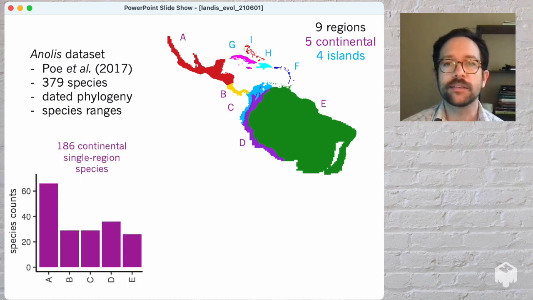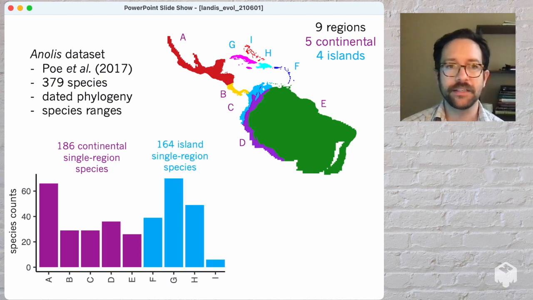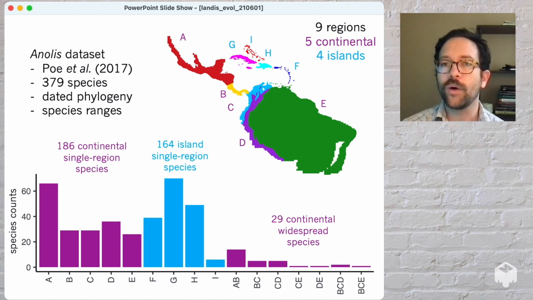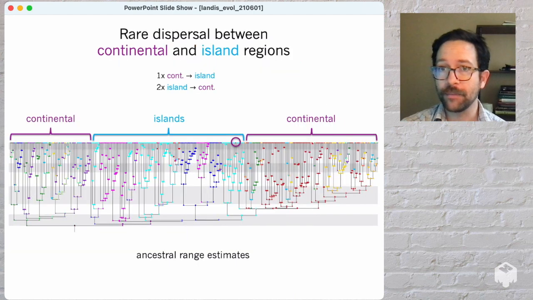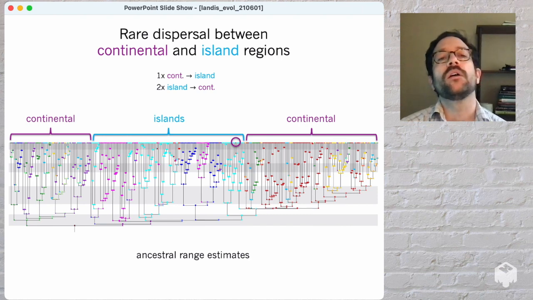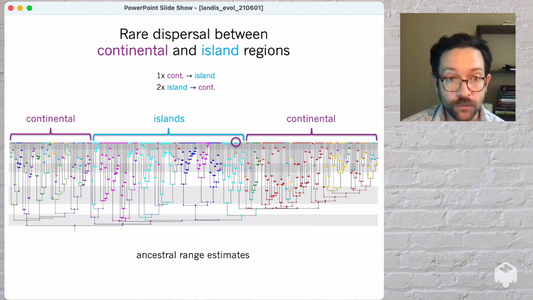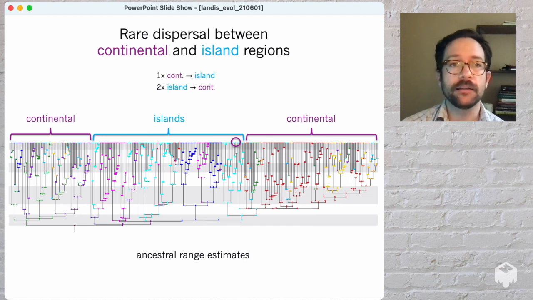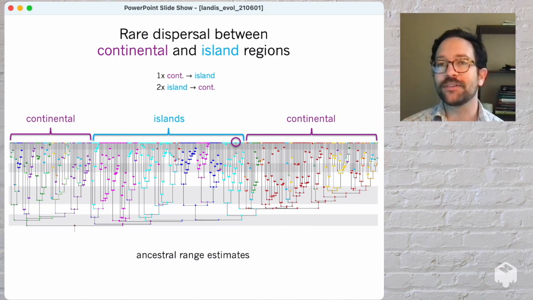When you look at where Anolis live today, it's quite interesting in its own right. 186 species are found only in 1 continental region. 164 are found only in 1 island region. And the remaining 29 species are all widespread in 2 or more regions, found only in adjacent continental regions, which is pretty fascinating when you think about how geography might be influencing that histogram. When you do a simple ancestral range estimate of the clade, you find there's 1 dispersal event from continental regions into island regions, 2 dispersal events from island regions into continental regions, and that's it.